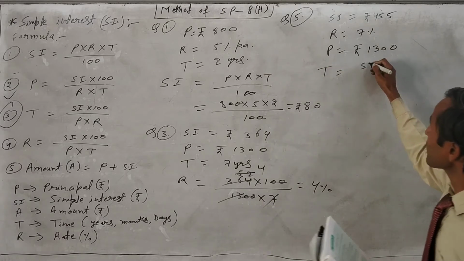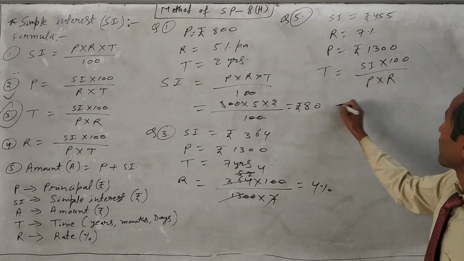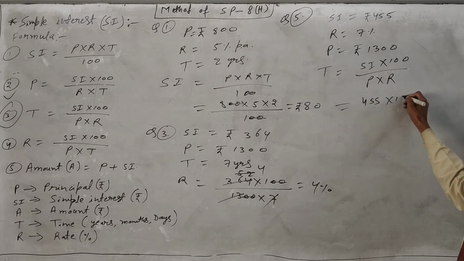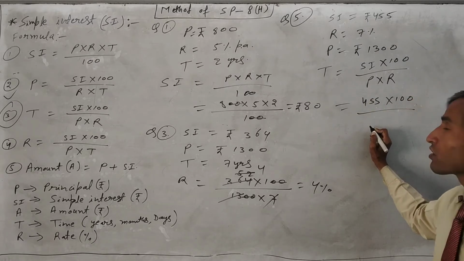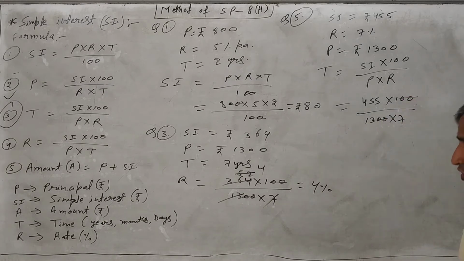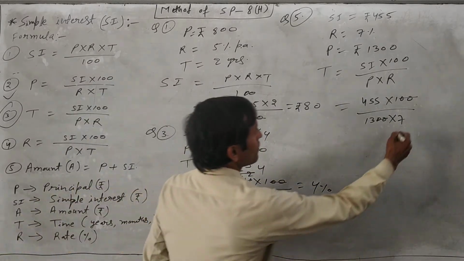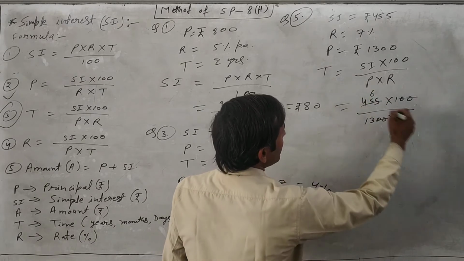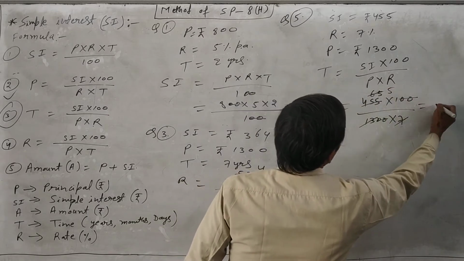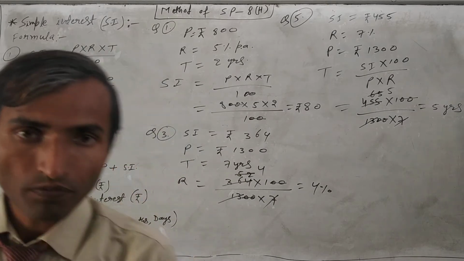So time is equal to SI into 100 upon P into R. Okay, so in place of SI we will put here 455 into 100 upon, in place of P we will put 1300 and 7. So now we will cancel by again 2 0. After that we will cancel by 7. So see 7 6 42 and remaining 3 0 and 7 5 and 13 5 it will cancel out. So it will come 5 years. So time is equal to 5 years. Okay. So this is the question number 5.